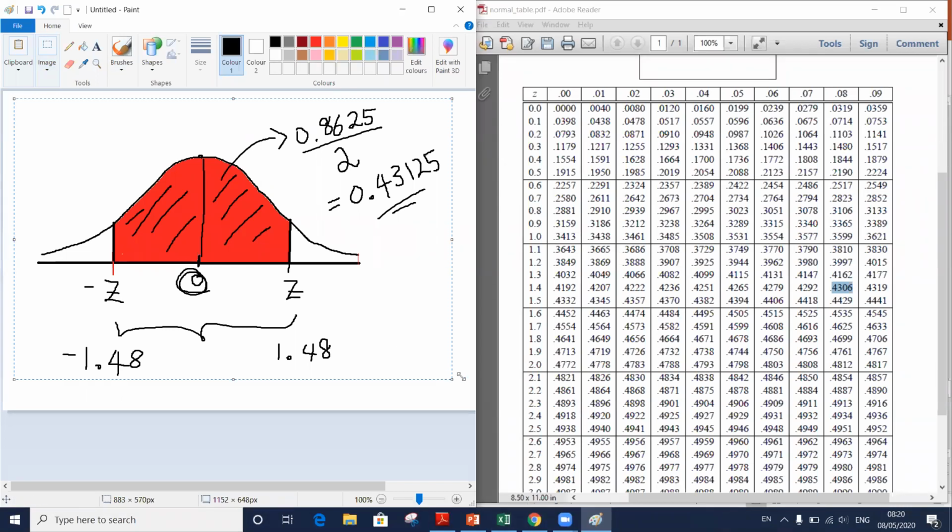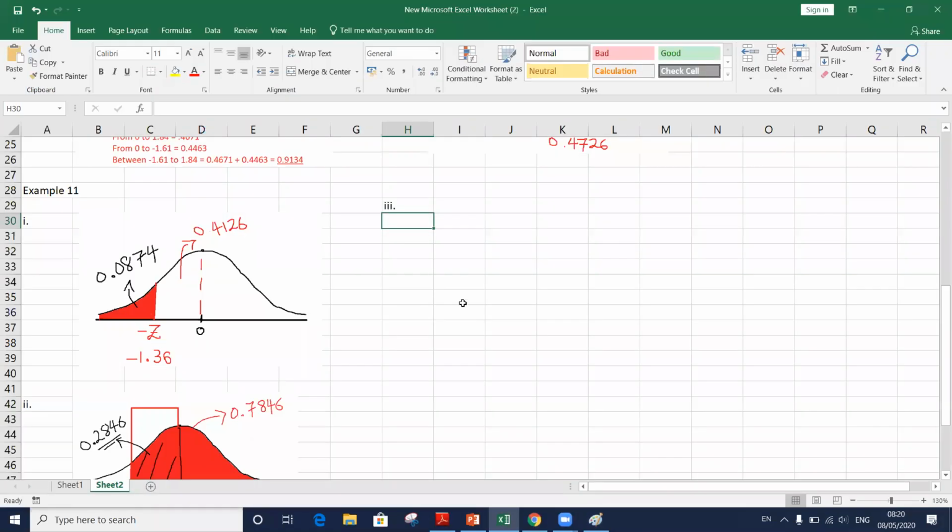If we are given the probability value, how can we find the relevant z value? By making use of this z table, right? That is what we have discussed under example number 11.